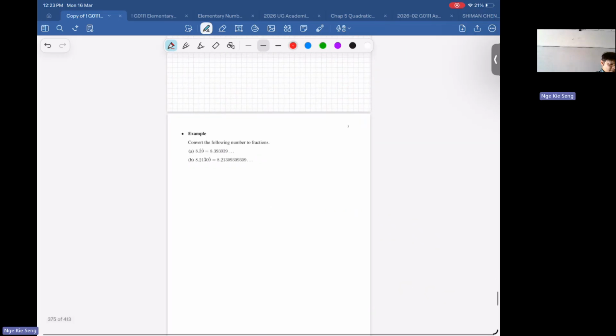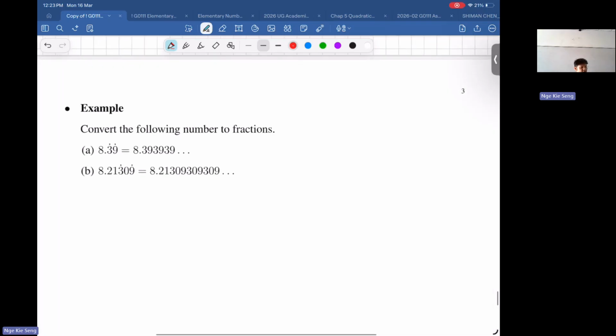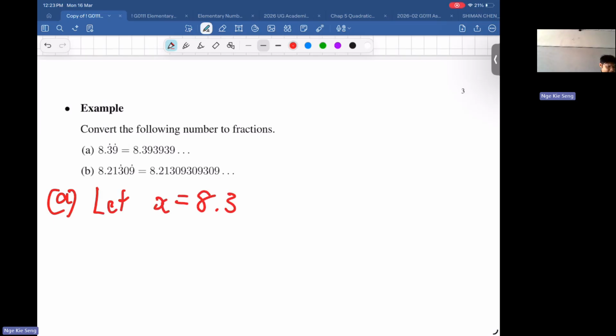So how about the other way? Can we convert a number back to a fraction or not? For the repeating one, we can. For the non-repeating one, we can't, right? I think we mentioned it before. So what's the technique here? Let me show you the technique. I think you can very easily get hands-on.